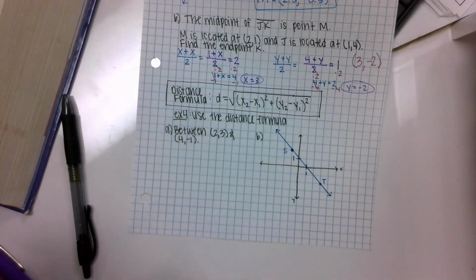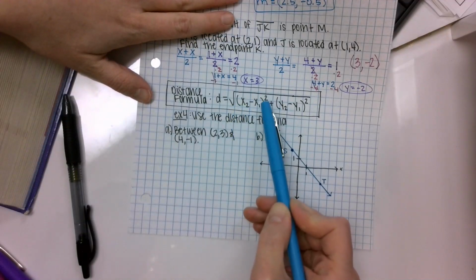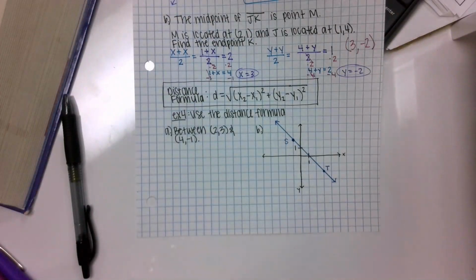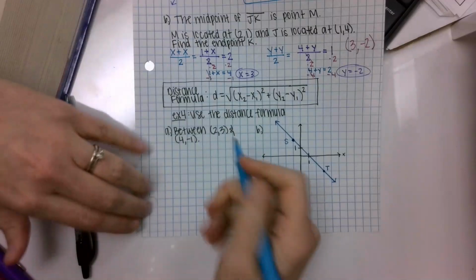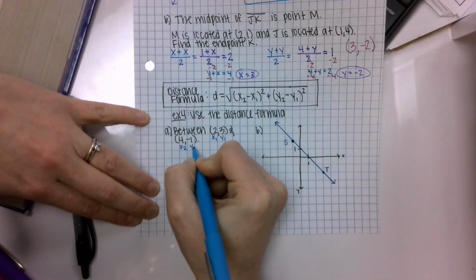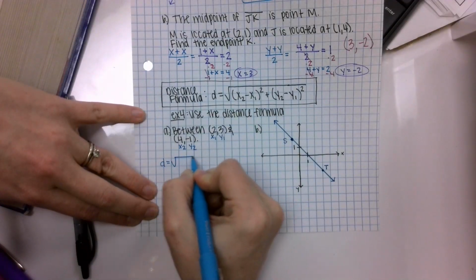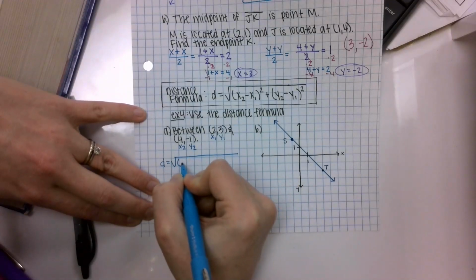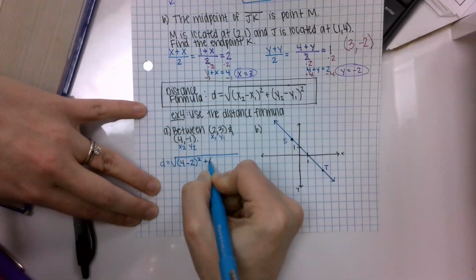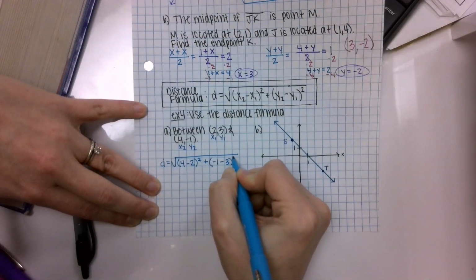So the distance formula is the square root of x2 minus x1, and you square that, plus y2 minus y1, and you square that. I'm going to use this traditional distance formula for part A, just because it gives you 2 points and only 2 points. So I'm going to label those x1, y1, x2, y2. Then I'm going to plug them into my formula. So D equals the square root of x2, that's 4, minus x1, 2, square it, add it, in parentheses, y2 is negative 1, minus y1 is 3, close it, square it.